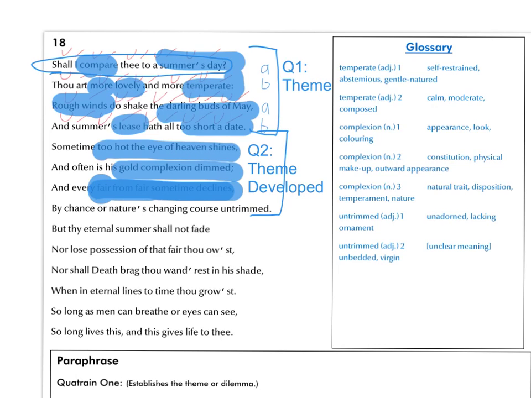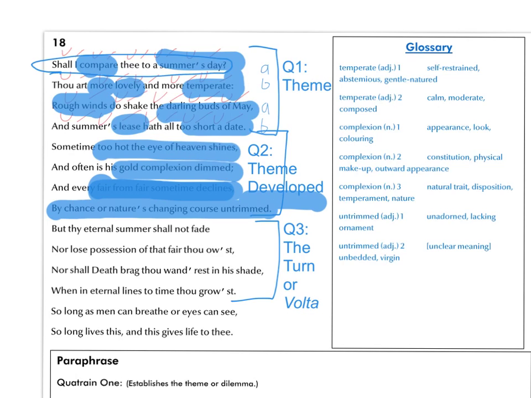Finally, in his last line, "by chance or nature's changing course untrimmed." Again, summer's passing, it's going away. In all these ways, Shakespeare is developing his theme by saying that his love, the person he's addressing in this sonnet, is better than summer. I'm comparing you to a summer's day, but you are so much better.